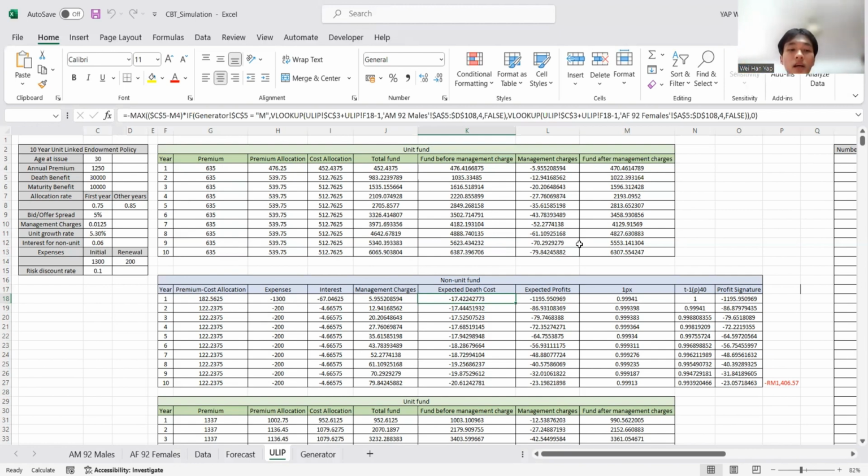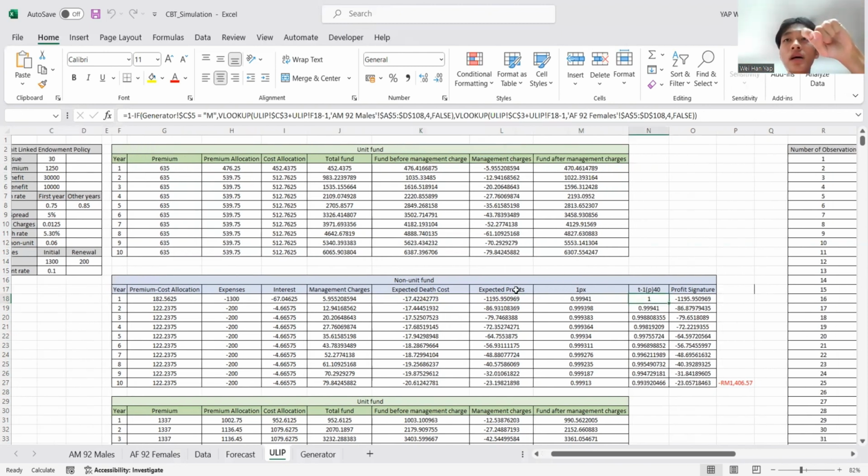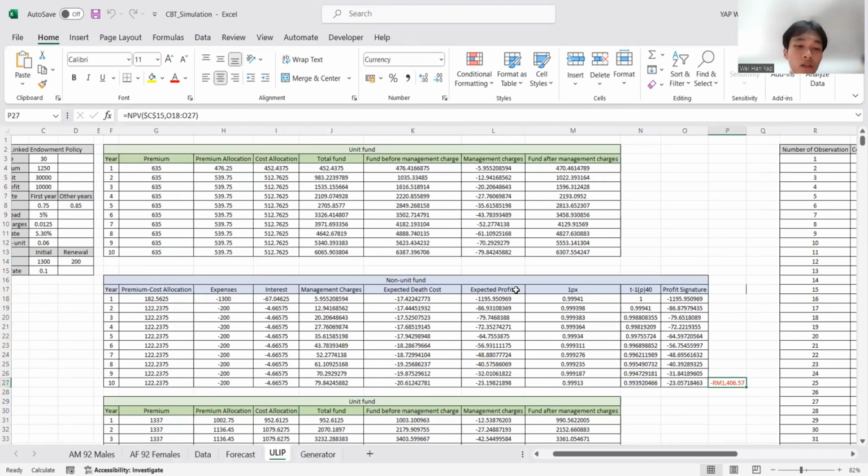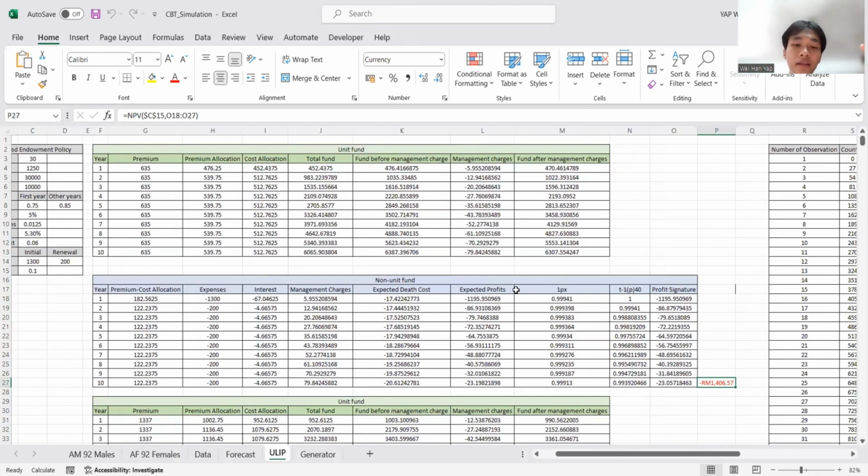After that, we calculate the profit signature for each year, from which we then calculate the net present value. A positive net present value indicates that this policy at this premium is profitable to the company. That is the overall process of calculating the NPV of a unit-linked investment policy.